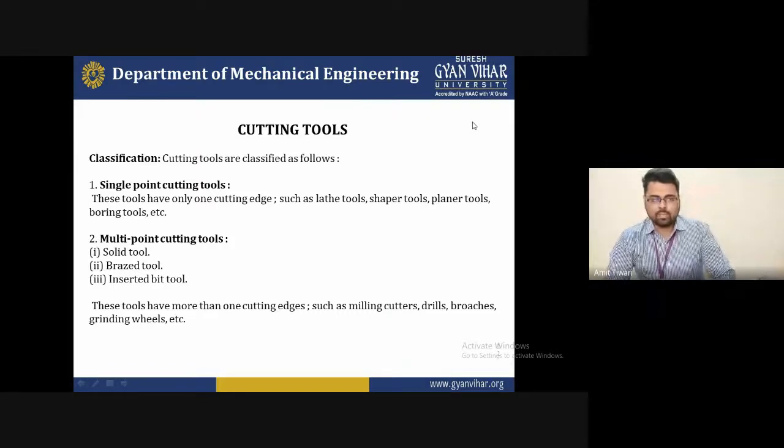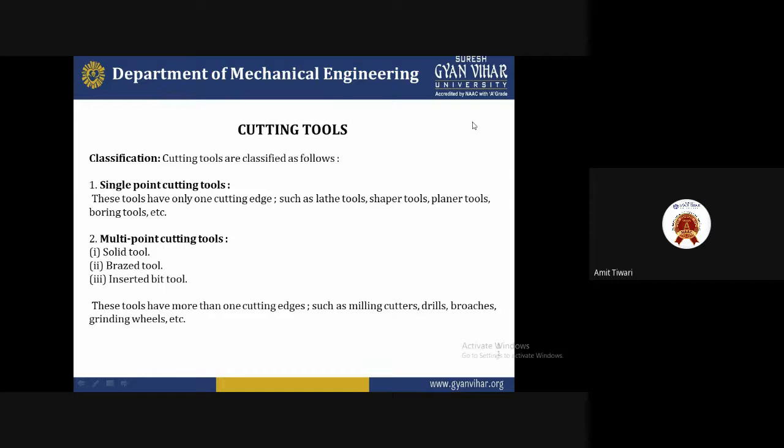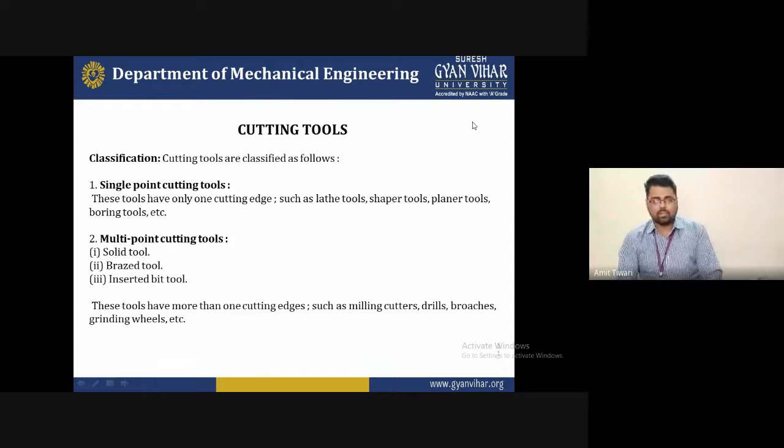Another one is the multi-point cutting tool, that is the solid tool, brazed tool, and inserted bit tool. These are all multi-point cutting tools used for operations such as milling cutter, drilling, broaching, and grinding wheel. Whenever you are doing operations on a lathe, shaper, planer, or boring machine, you must select a single point cutting tool, because it is more efficient and required for that type of machining. If you want to work with a milling cutter, drilling, broaches, and grinding wheels, you will understand that the selection of the cutting tool is important while doing machining.